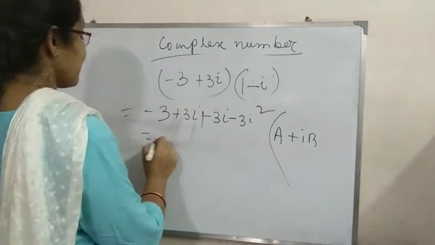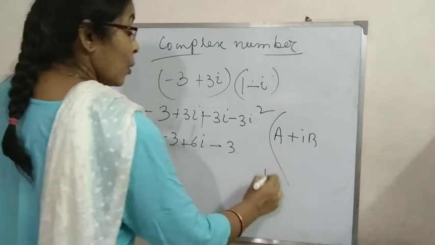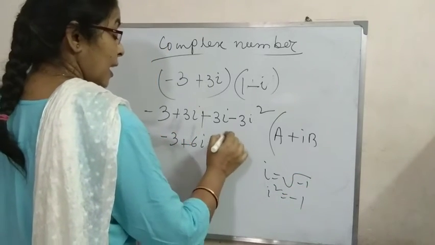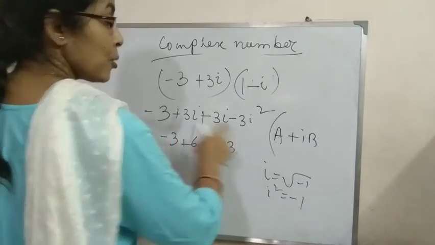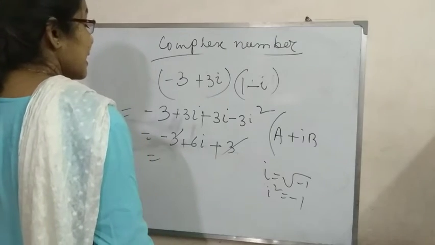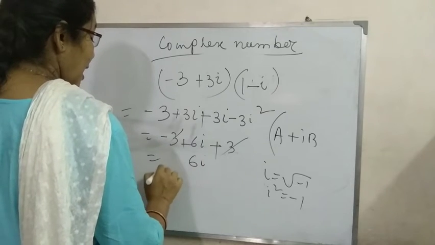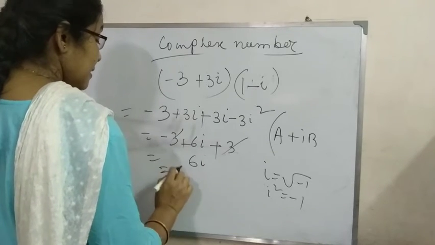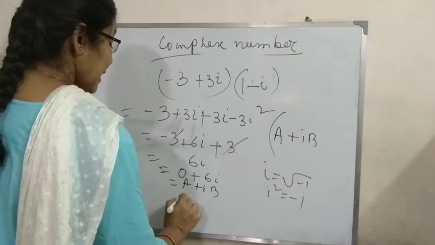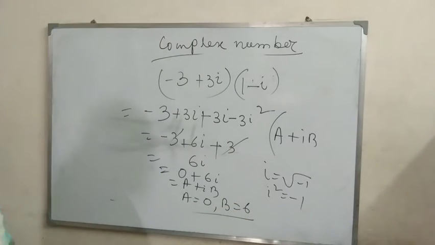This is equal to minus 3 plus 6i minus 3. We know i equal to root over minus 1 and i square equal to minus 1. So I can write it plus 3. I square equal to minus 1, minus 3 into minus 1, that is equal to plus 3. Plus 3 plus minus 3 cancel out. This is equal to 6i. I can write it in this way, 0 plus 6i, that is a plus ib. Here a equal to 0 and b equal to 6. Okay.